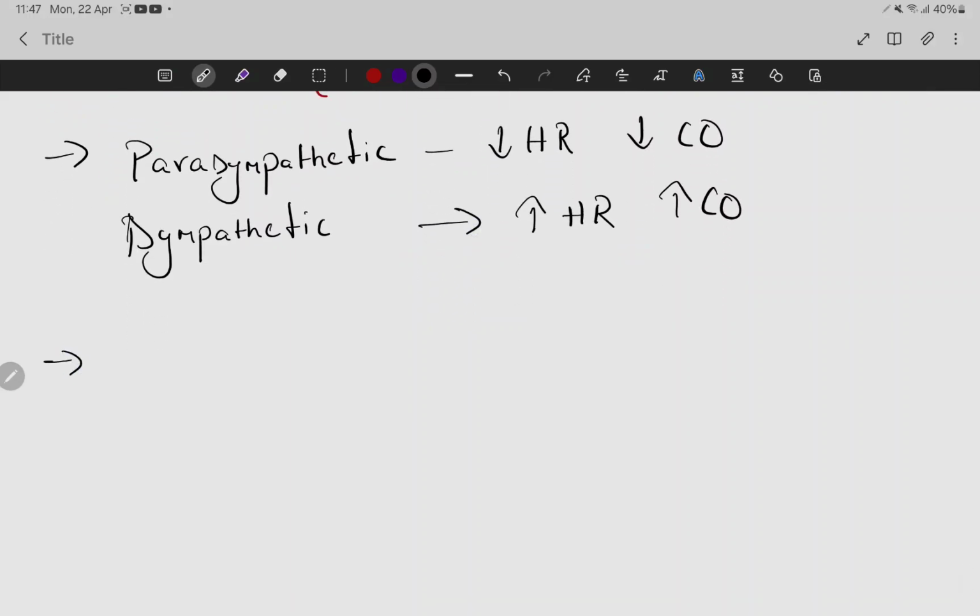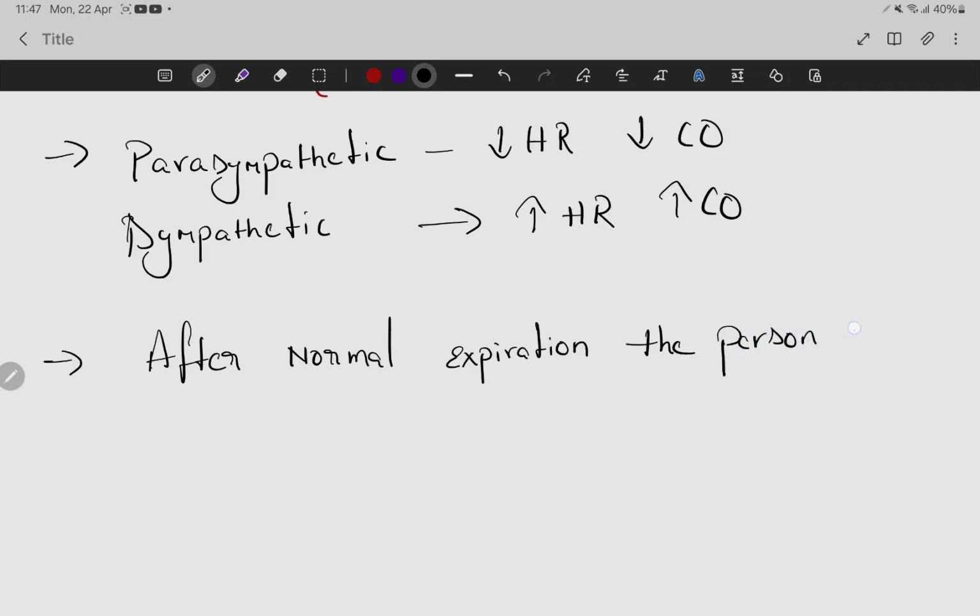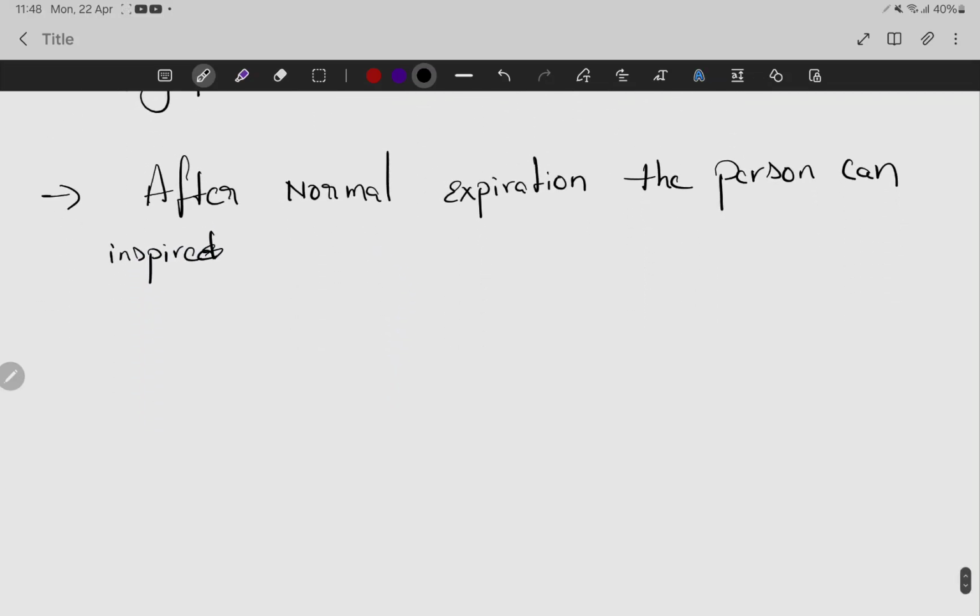Next, after normal expiration, the amount the person can inspire is tidal volume plus inspiratory reserve volume. These two together we call inspiratory capacity.